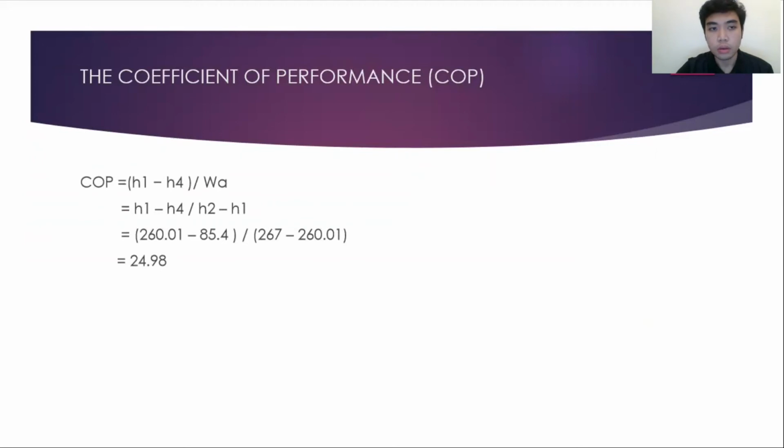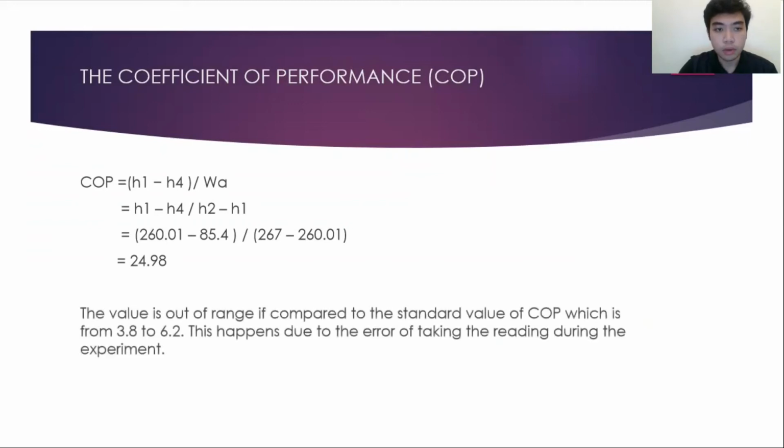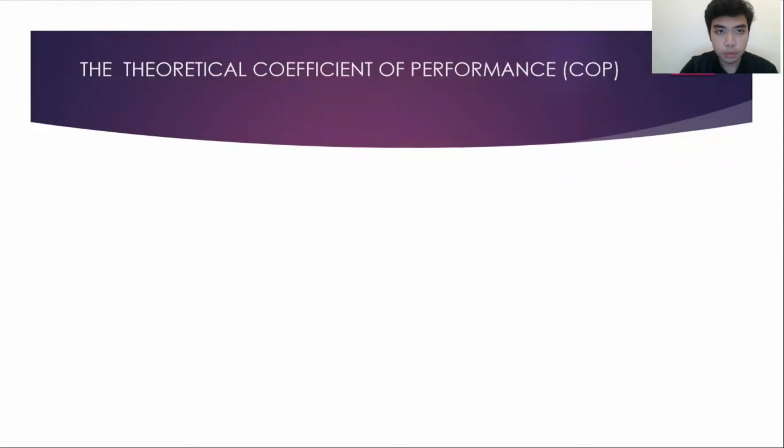The formula is H1 minus H4 over H2 minus H1. We got 24.98. The value is out of range if compared to the standard value of COP, which is from 3.8 to 6.2. This happens due to the error of taking the reading during the experiment, which usually happens.